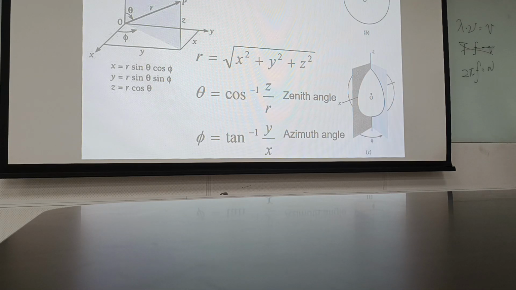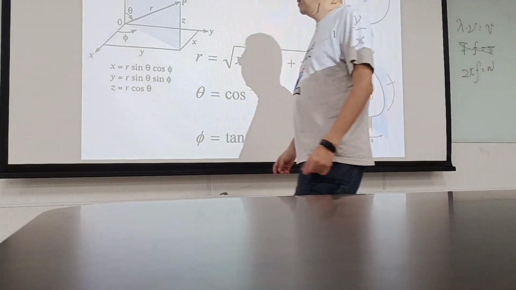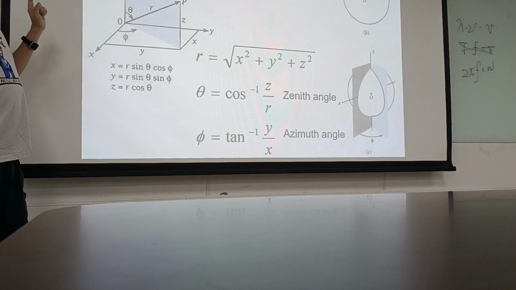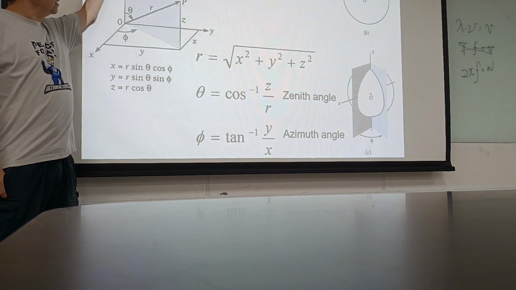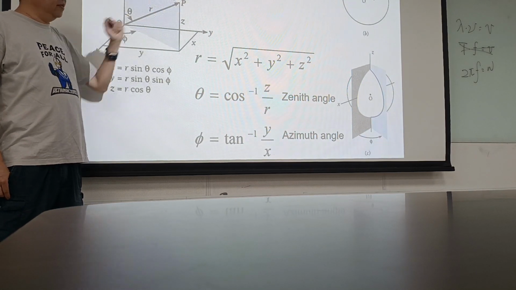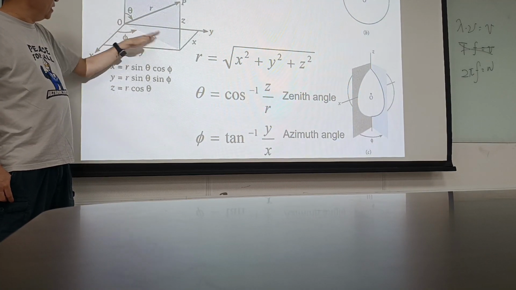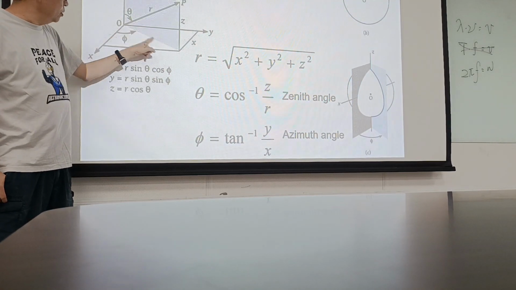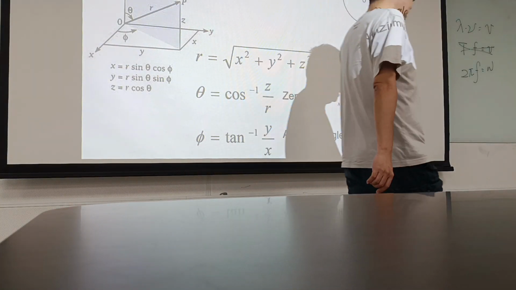In spherical coordinates we have r, theta, and phi. r is the distance to the center, we call it the radius. Theta we call the zenith angle, the angle between the z axis and the vector. And phi is the angle between the x axis and the projection of the vector. This is the azimuth angle.